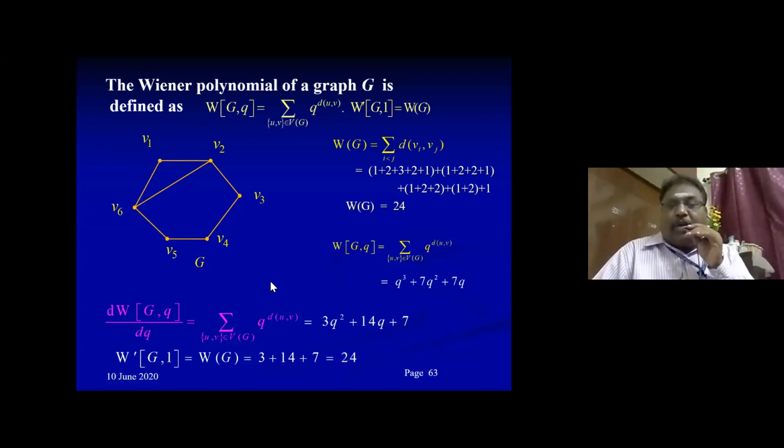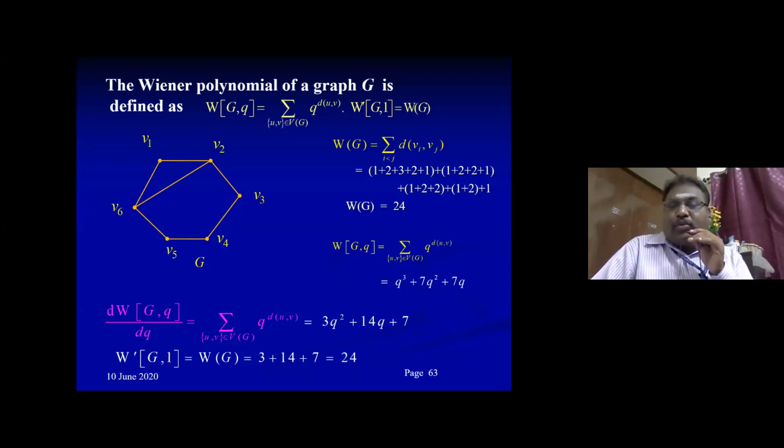Fine. Now, how do we go about the polynomial? Use the definition: W(G, q) equals the sum of q raised to d(u,v). Now, look at this. Distance between two vertices u and v. How many pairs of vertices are there of distance 1? V1, V2, V2, V3, V3, V4, and so on, up to V6, V1. So there are 7 edges, so there are 7 possibilities. So 7q.